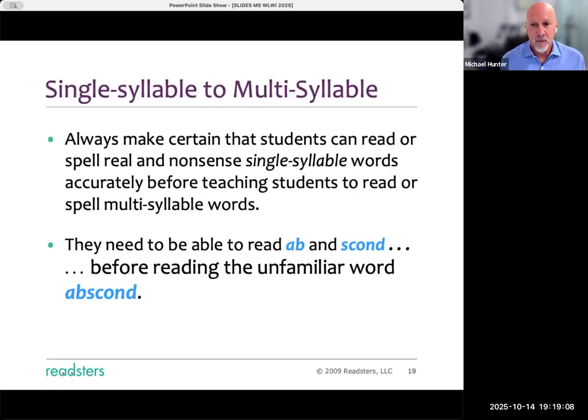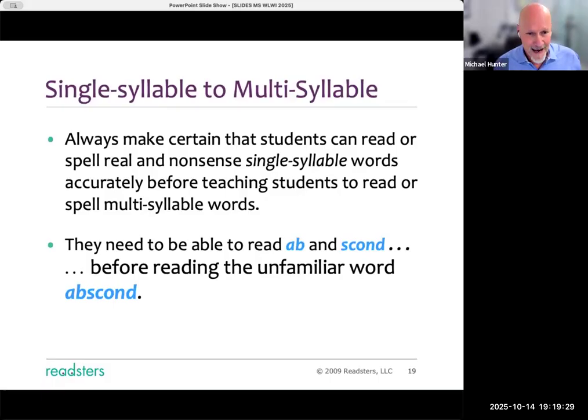When we teach multisyllable words, the way we like to approach it is we make sure that our students have the prerequisites that we just talked about, and that they can easily read real and nonsense CVC words automatically. Just read them the way you heard Xavier read them. He had no trouble reading those words.